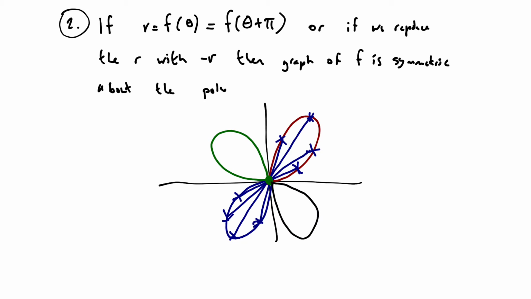Before we move on to the next fact, let me reiterate that if we have symmetry about the pole and we replace r with a negative r, then our function has to remain the same. So this is the extra condition that you need before you can apply symmetry about the pole.